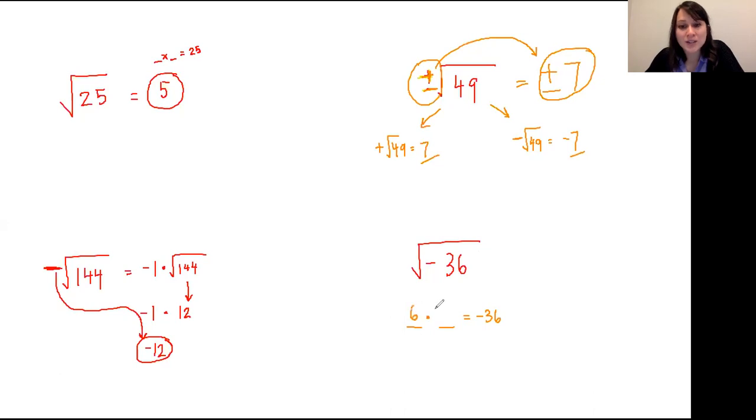So, I have 6 times 6, but that's not -36, and I could do -6 times -6, but when I do that, that's not -36, right? Because negative times negative is positive. So really what happens is if you have a negative inside your square root, you have no solution. You cannot solve this. And if you plugged this in your calculator, it's even going to tell you, sorry, I can't work this out for you.